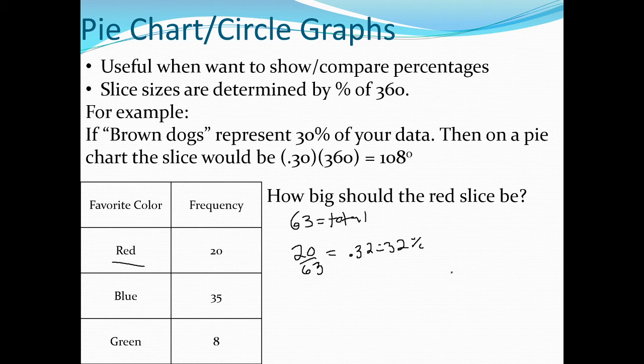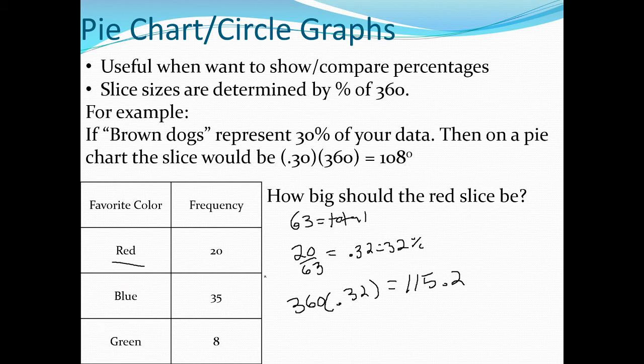So once again, that asks us, well, how much of the graph is that? Well, if it's a circle, that means the entire graph is 360, and I want 32%, so 0.32 of it. So I take 360 times 0.32, and I get 115.2 degrees. So the red slice should be about 115.2 degrees in order to accurately represent the data set.